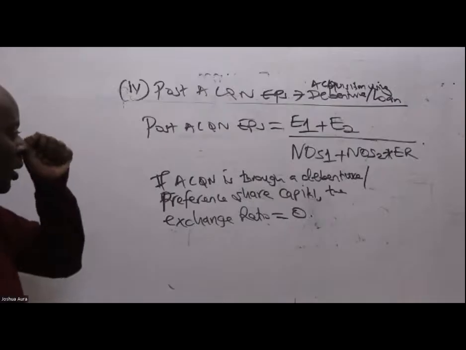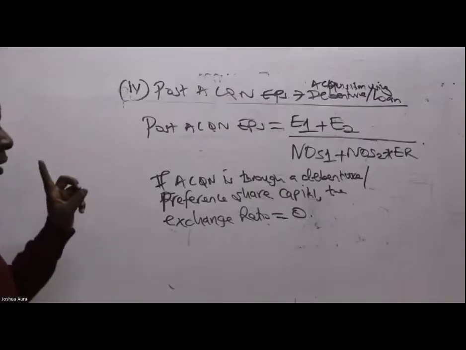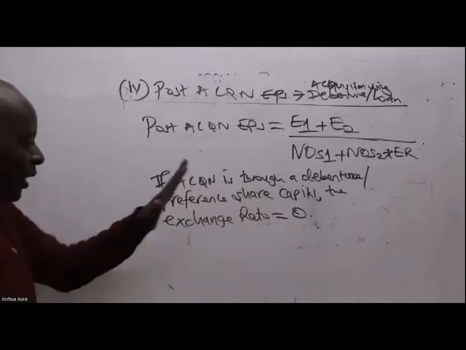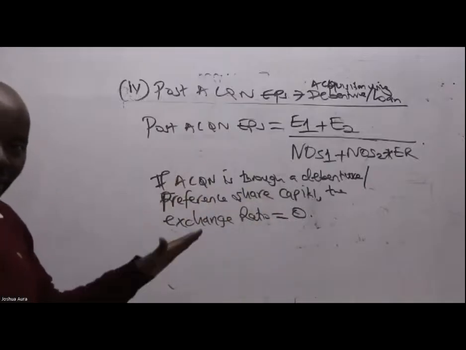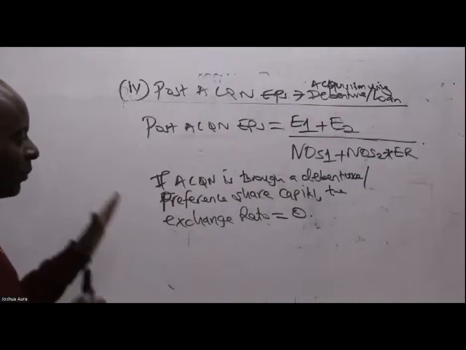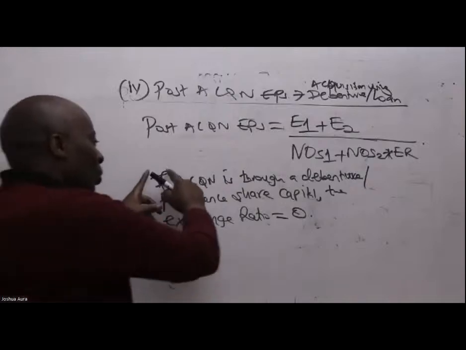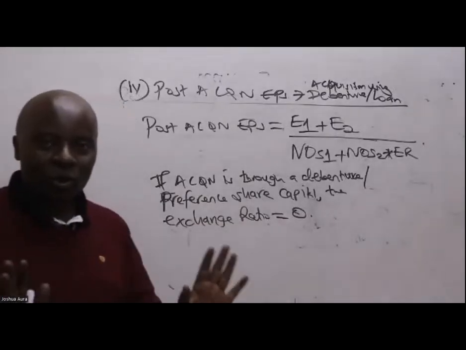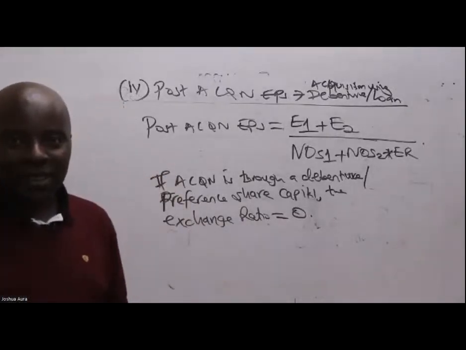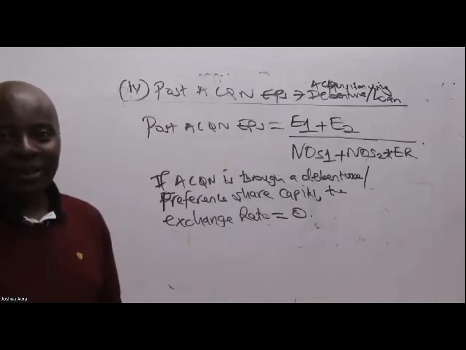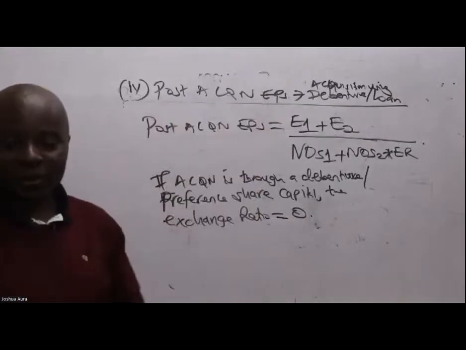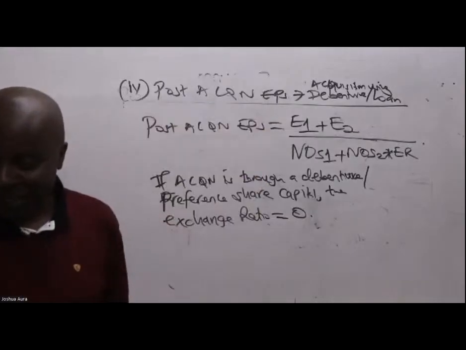So if acquisition is through a debenture or preference share capital, the exchange ratio shall be equal to 0. Is there somebody who has been able to highlight this with a yellow highlighter? I'm so particular about yellow highlighters, even many years ago.